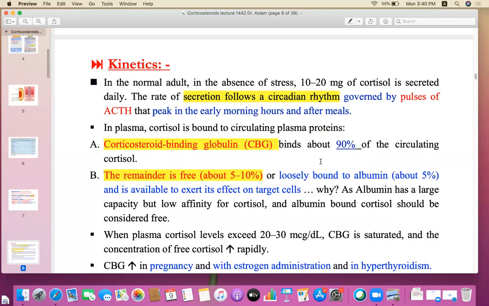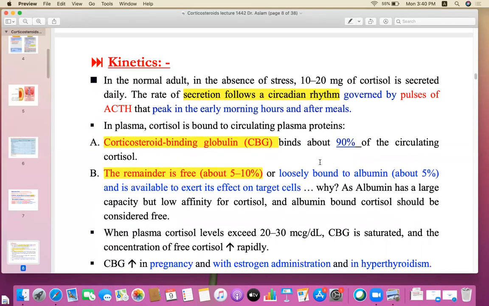I will cover this kinetics. Kinetics means the amount of drug that needs to be excreted. So, okay, let us see. We will cover this kinetics and then we will go to the main pharmacological actions.